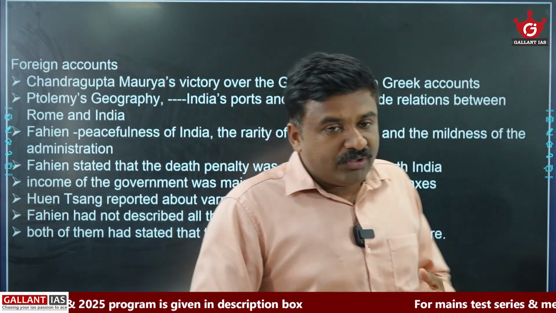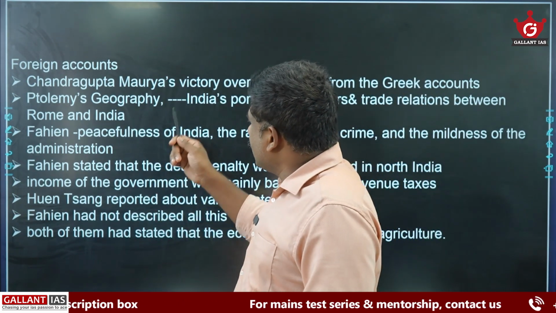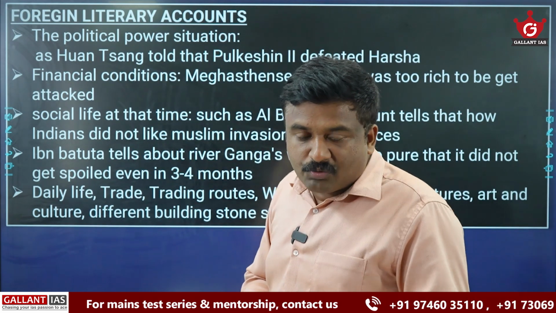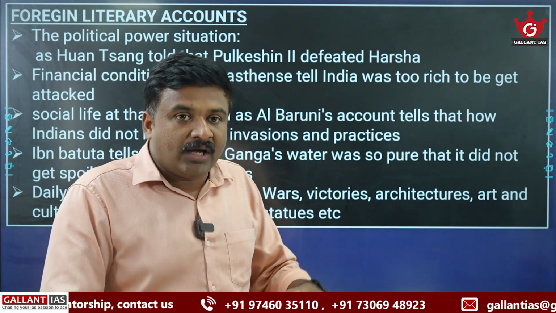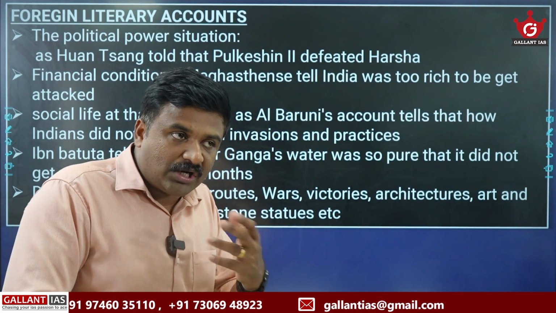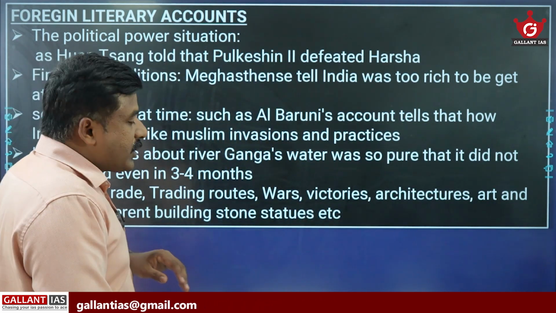Then, if you go through these ancient and medieval foreign travelers, let's see that they talk about the political power situation. For example, Huan Sang talks about how Harshavardhana, the emperor of North India, was defeated by the emperor of South India, the Chalukya ruler Pulakeshi II. Okay, that is discussed. And yes, financial conditions.